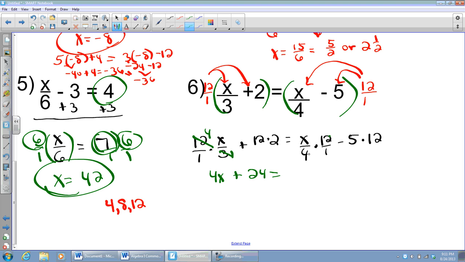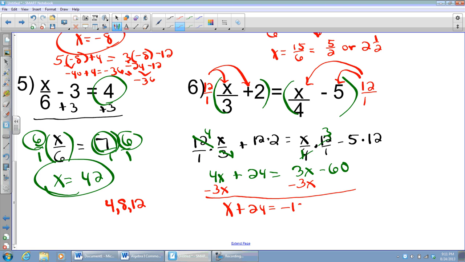Now here, I've got 12 fourths. That will simplify to 3 over 1. 3 times x is 3x minus 60. This looks like an earlier problem. I'll take away the smaller of the two x's, and my new equation will be x plus 24, which will equal negative 60. Oops, I said 60 and I wrote 16. Shame on me. All right, so I'll subtract 24 from both sides, and I'll get x, which is equal to negative 84.